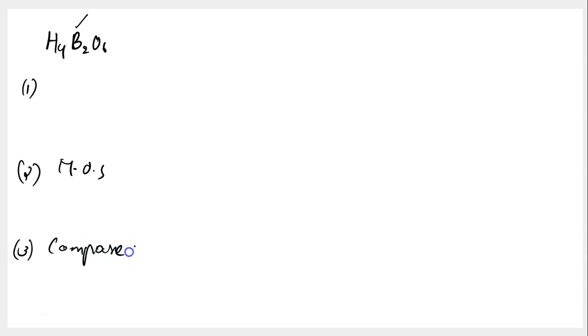Let's now move on to the third and last example for this video, and this example is H4B2O6. Follow step 1, calculate the current oxidation state of boron. Step 2, calculate the maximum oxidation state based on group number. Go to step 3, which is comparing both the current oxidation state and maximum oxidation state. Then go to step 4, identify the number of hydrogens, which is equal to number of hydroxides.